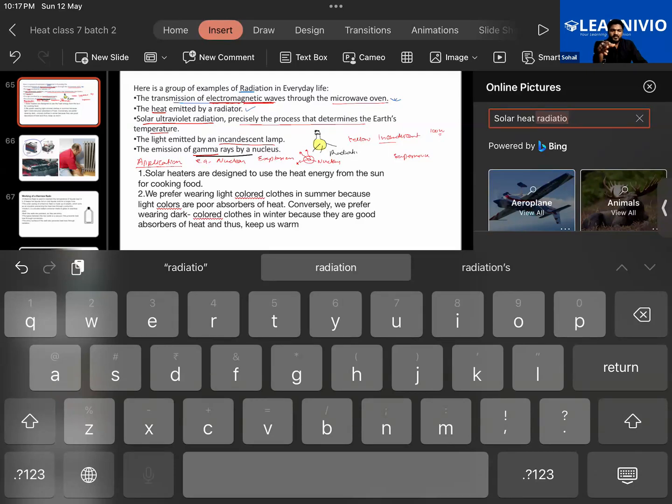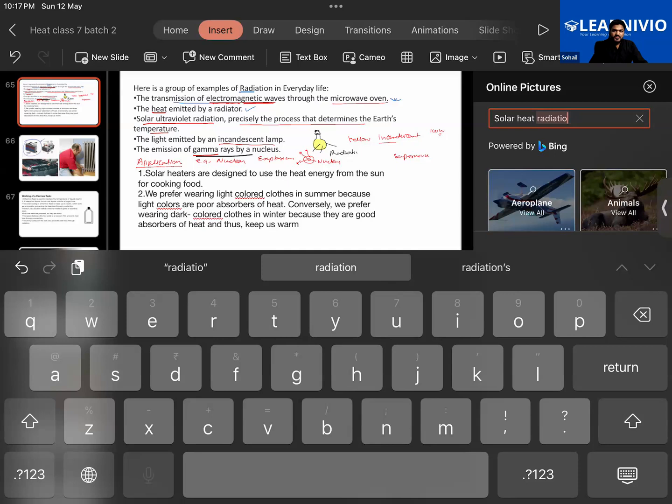So in the summer season, you would prefer light colored clothes because light colored clothes are poor absorbers of heat, so they radiate the heat. While in the winter season, we prefer to wear dark colored clothes. What is the reason for doing so? Because they are good absorbers of heat and thus keep us warm. That's why the solar heaters are colored black.